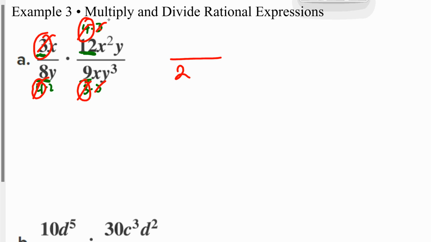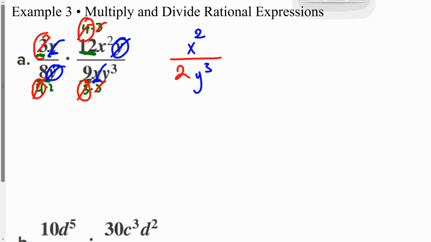Now, same thing with my variables, right? I have an x on top. Let's maybe switch colors here. I have an x on top. I have an x on bottom. They can cancel. I have a y on top. I have a y on bottom. They can cancel, right? And now I just have y cubed on bottom. No other y's to cancel that, so that stays on bottom. And then I have an x squared. And there we go. And that's simplified, right?